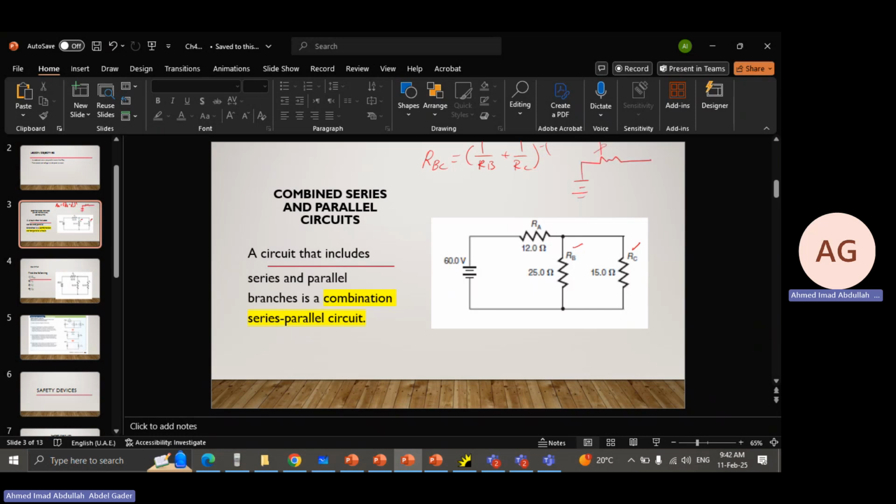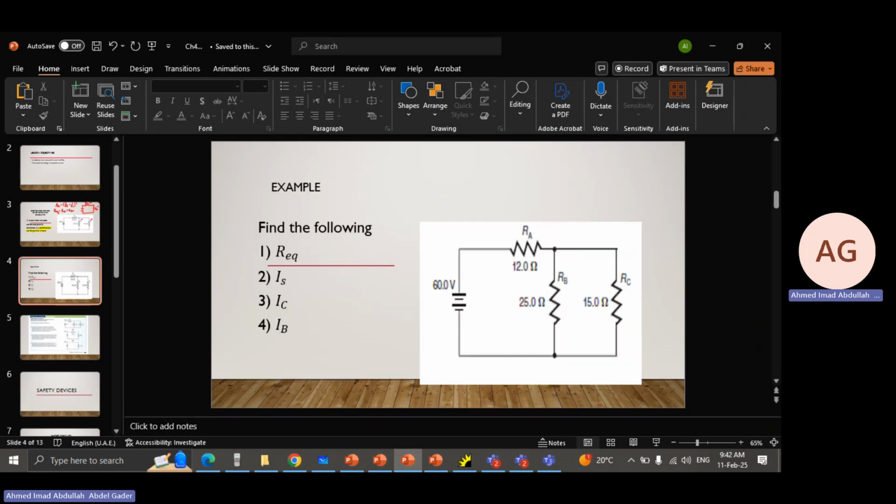You have RA here, and you have RBC. Now RA and RBC are in series, so I can simplify and find the R equivalent, which would be RA plus RBC, and so on. Test yourself out by finding these values for this circuit.